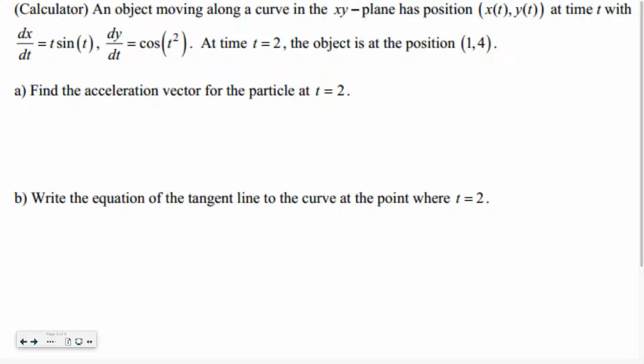Okay. All right, go ahead and write down that dx dt is t sine of t and dy dt is cosine of t squared. And that at t equals 2, the object has position 1, 4. Okay, what we're going to do, I guess it's not a true AP problem because there's 6 parts to this problem, and you're never going to have an AP problem with 6 parts. But all of the parts to this problem are things that could happen within an AP problem.